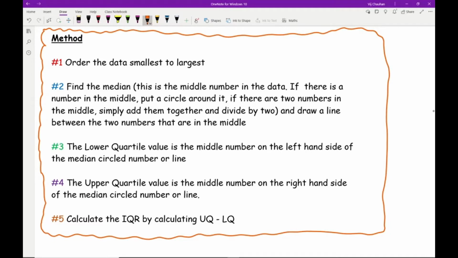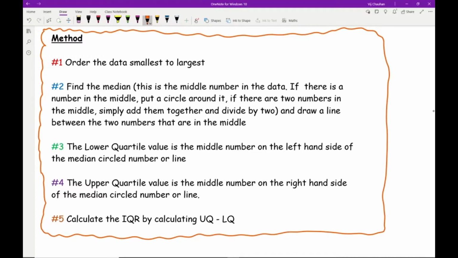Then you want to find the median, which is the middle number, which you should have already worked out. If there is a number in the middle, put a circle around it, and if there are 2 numbers in the middle, then simply add them together and divide by 2. And then you want to draw a line in between those 2 middle numbers. And again, if that makes absolutely no sense, I will explain what that means.